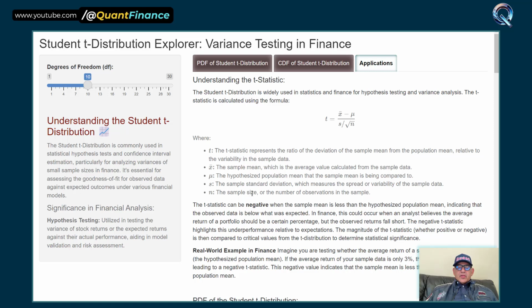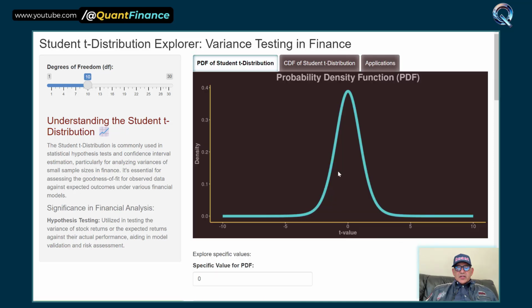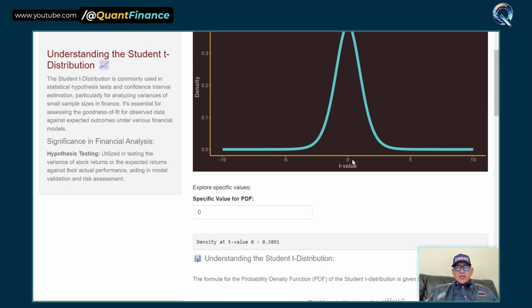N is of course the sample size, the number of observations in our sample, and the T statistic is particularly useful when we have small sample size. So this is how we get the value of the T statistic, right? This is the T value. But we are calculating the probability of the T value at 0.